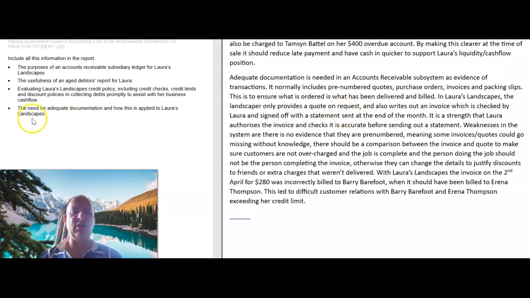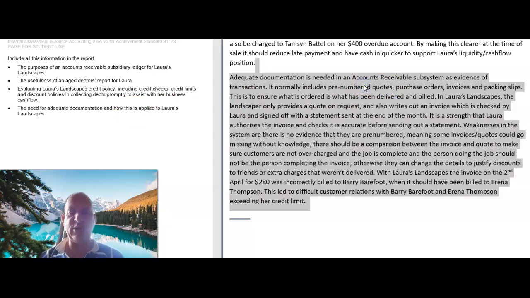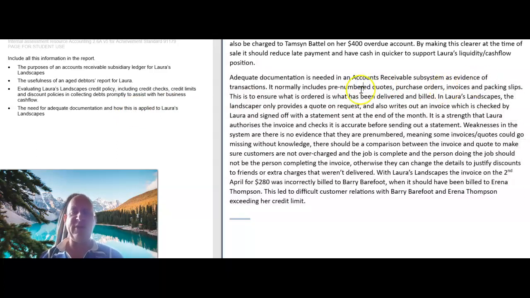Okay, and the last section is this one, the need for adequate documentation and how that's applied. So firstly, we talk about what adequate documentation is. It's evidence of transactions. And then we talk about what it should be. So what we're looking for is pre-numbered quotes, purchase orders, invoice, and packing slip. We might also bring in the credit note, which I haven't dealt with here. Why is it important? To ensure what's ordered, that's the quote and purchase order, is what's been delivered, that's the packing slip. In this case, maybe that's relevant. And then what's been billed, which is the invoice.